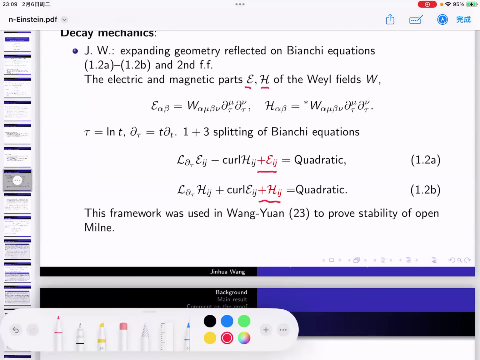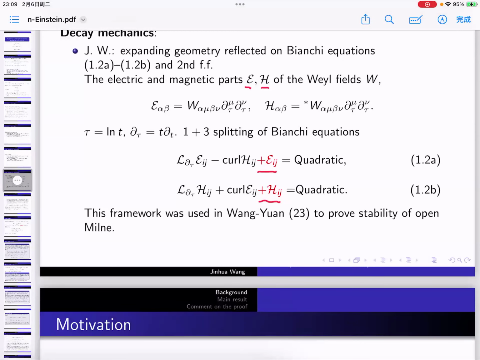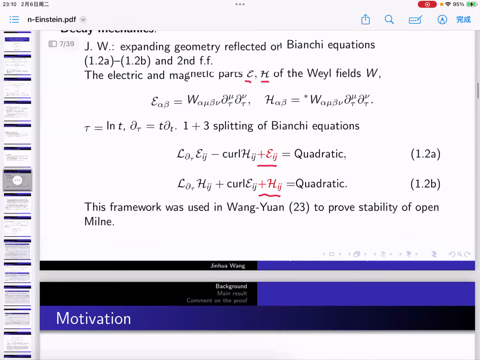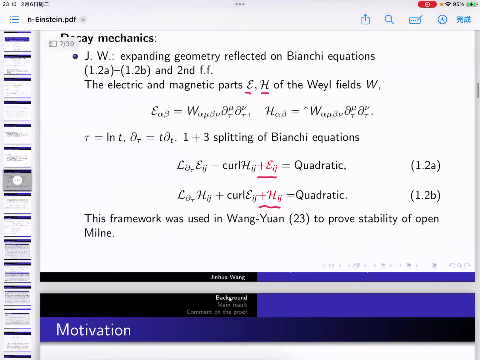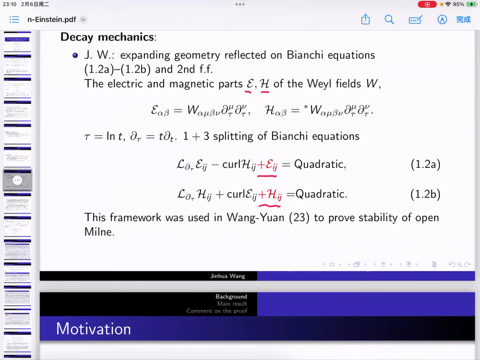There are two linear terms, and they have positive sign, and this will give the decay rate almost t^-1. And how do these two linear terms come about? It comes from the expanding geometry. So this framework was also used in my joint work with Yuan to prove the stability of open Milne.